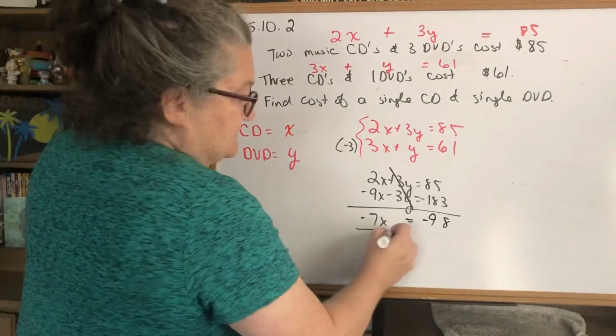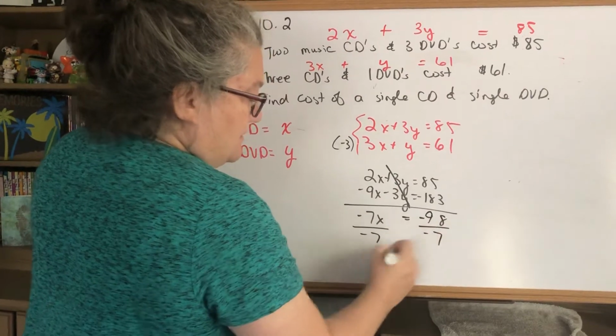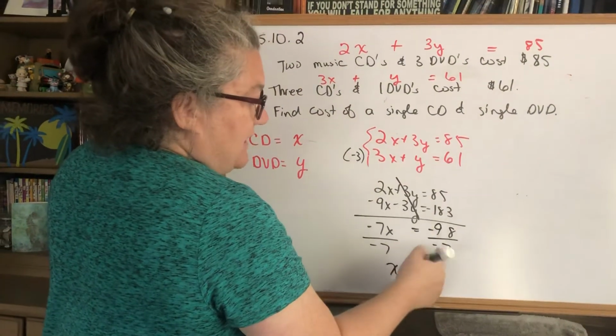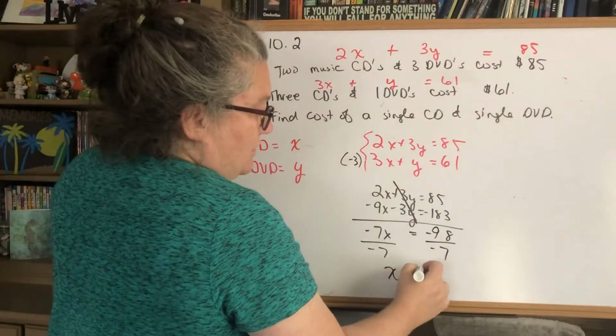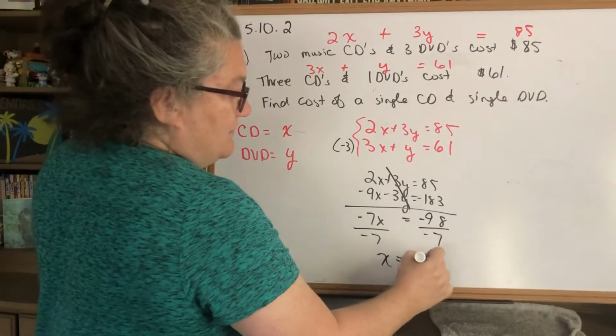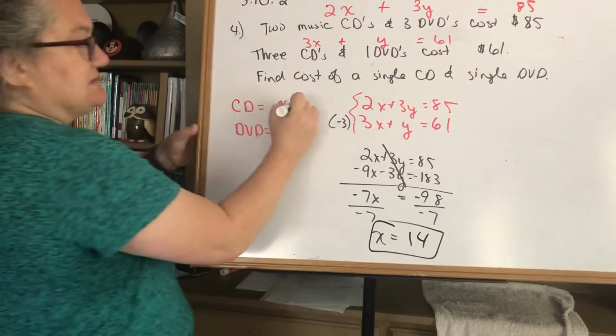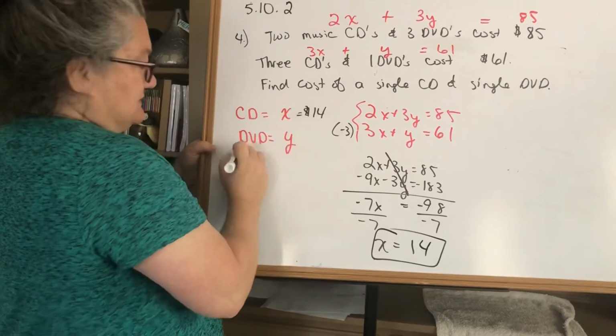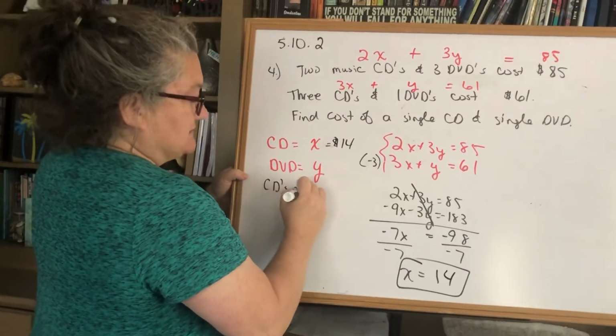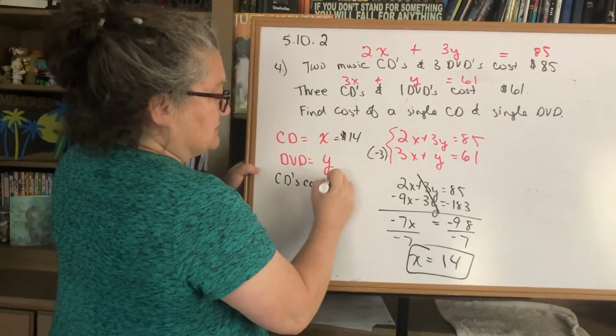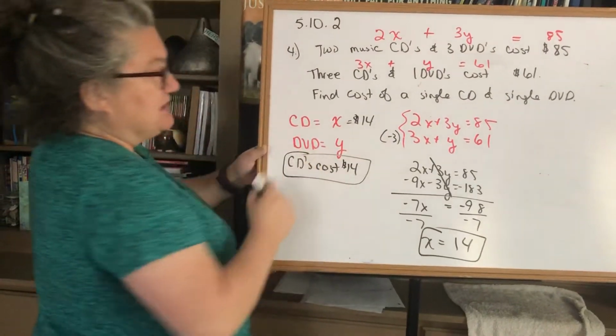Now I divide both sides by -7. X equals, going positive, 7 goes into 9 would be 1 time with 2 left over, and that would be 14. So we found that X equals 14. What is X? CDs cost $14.